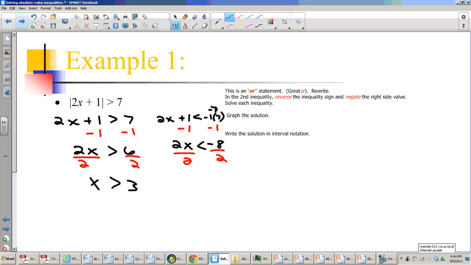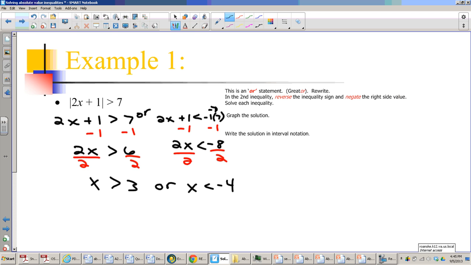3, x less than or equal to negative 4. We had two ors, so I should have written an or at the beginning, and then should write or at the end. Now I'm finished solving. I need to graph next.